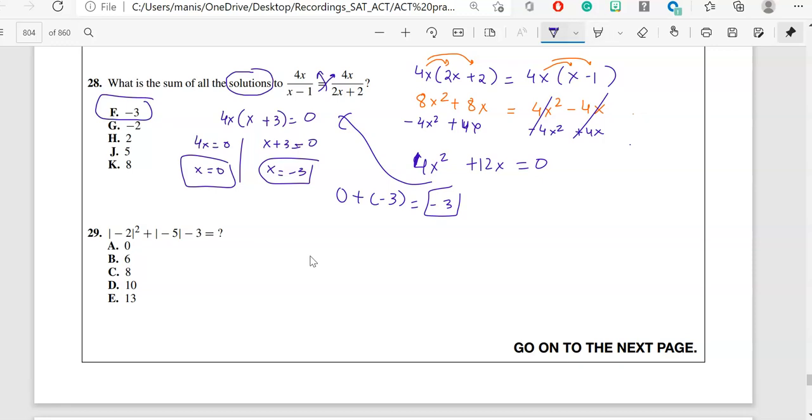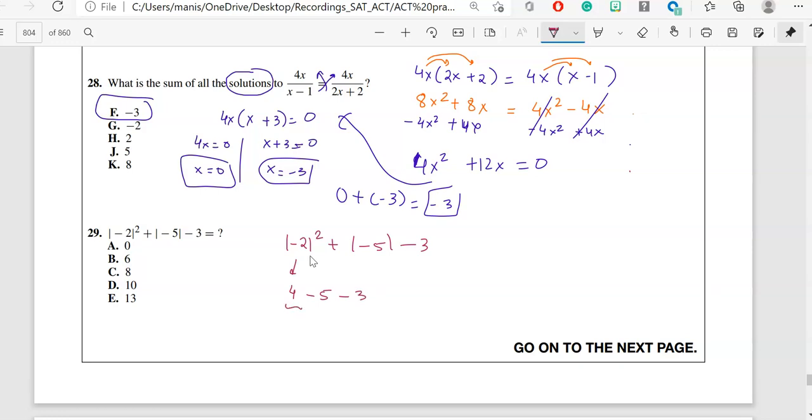Now we are on question number 29. Absolute value of negative 2, whole squared, plus absolute value of negative 5, minus 3 is equal to 0. You know absolute value changes to a positive sign. So absolute value of negative 2, whole squared, plus absolute value of negative 5. So this will change to positive 2, whole squared, 4, minus 5 minus 3.